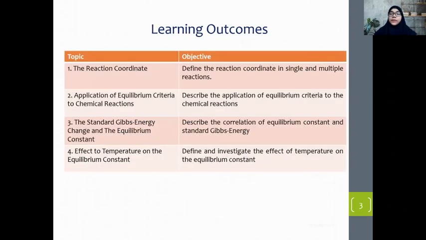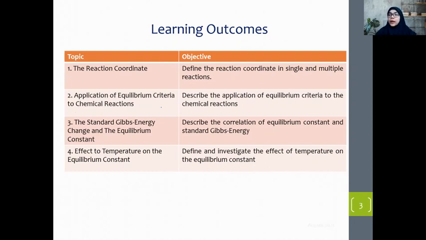Okay, we start with the learning outcomes in this chapter. In this part, we have about four topics to be covered. First, we're gonna learn about the reaction coordinate. In this topic, you should be able to define the reaction coordinate in single and multiple reactions. And then next, we move to the application of equilibrium criteria to chemical reactions.